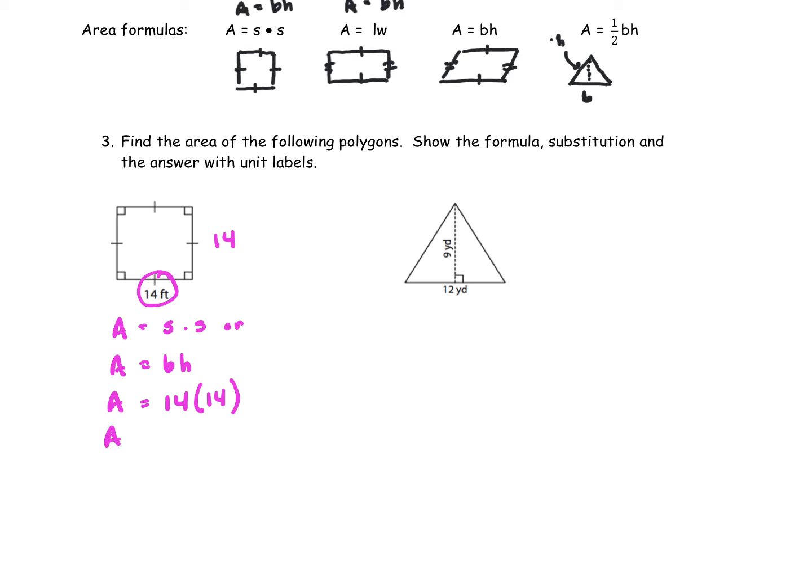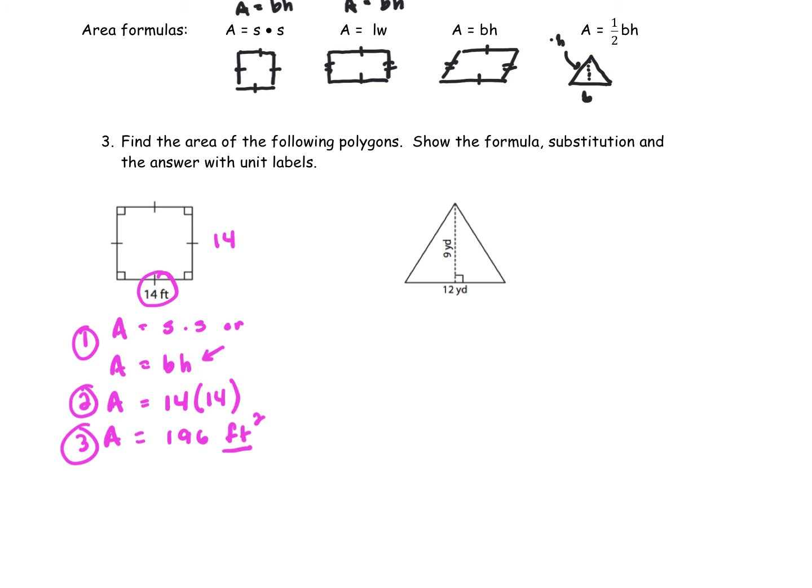And that should be area equals 196 square feet. Feet squared is how we often write it. So it's saying how many squares are on the inside. So we have the formula, which they requested. We have the substitution, that's where we fill in numbers for our variables. And then we have the answer, including the unit labels. The unit of measure in this case was feet.